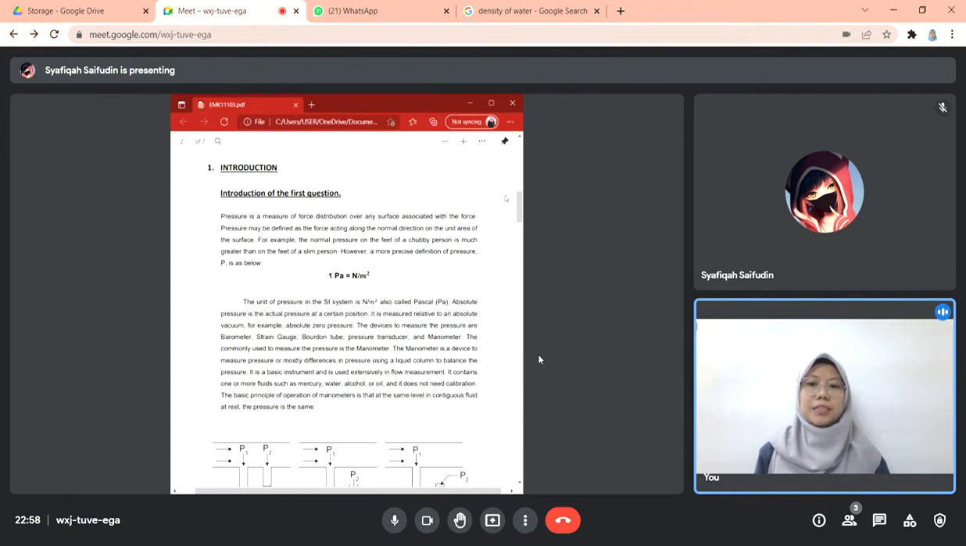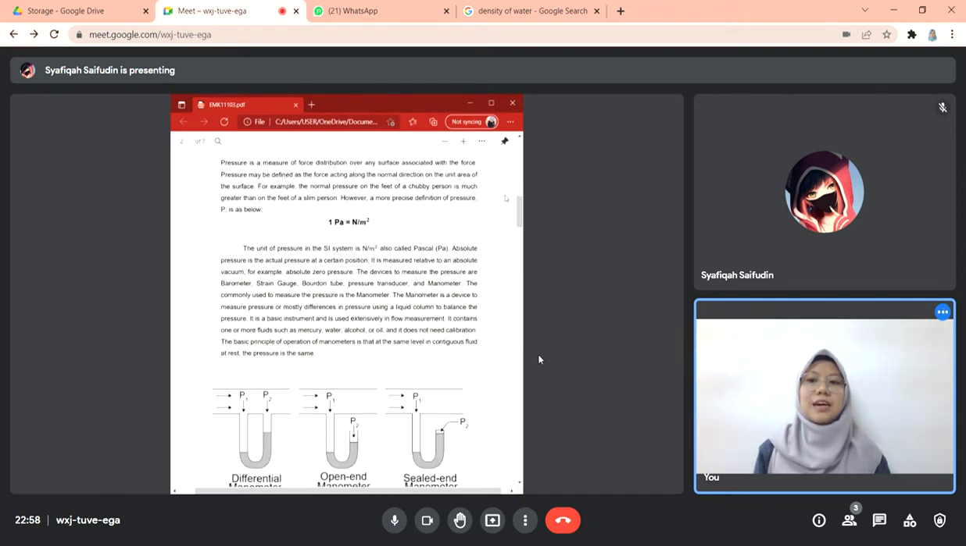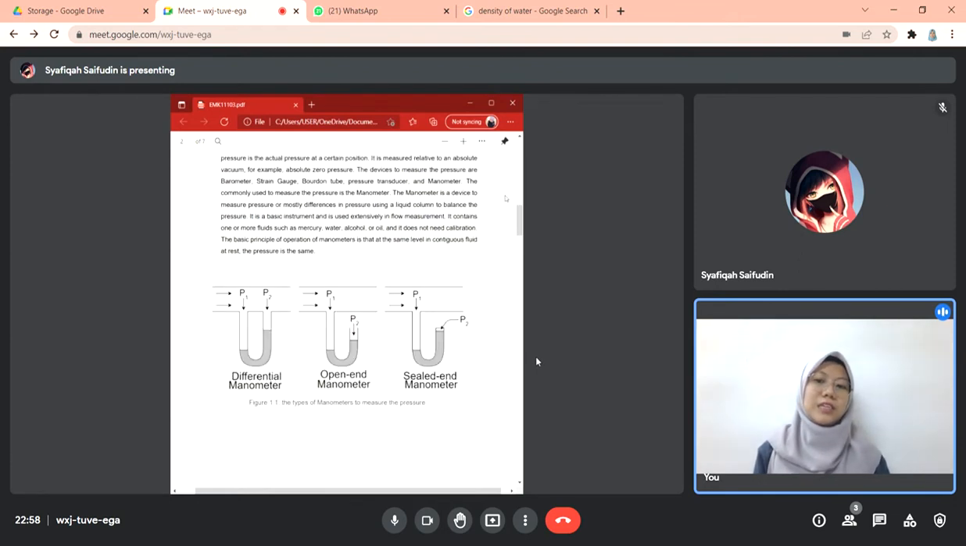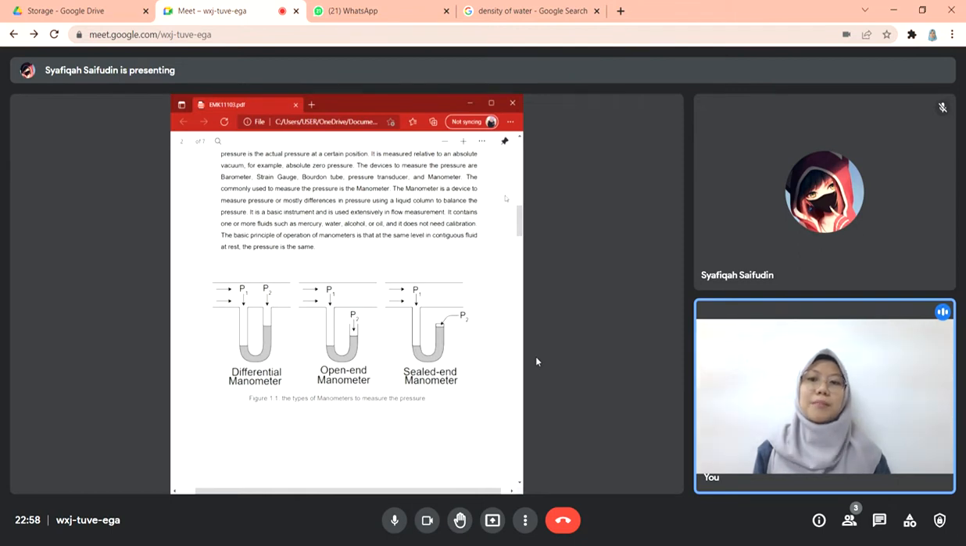The basic principle of operation of a manometer is that at the same level in contiguous fluid at rest, the pressure is the same. So these are the types of manometer that measure the pressure. First is the differential manometer, open end manometer, and lastly the sealed end manometer.